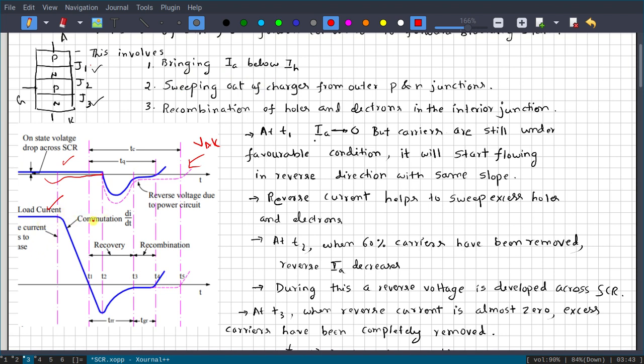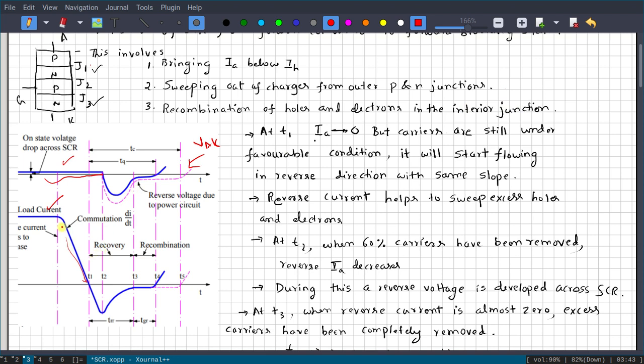We will totally reduce the anode current below IH. You can see there is a fall of this one. Okay, so when it is falling, it will still be conducting. The thing is, it should reach below IH. Another thing we have to do: sweeping out extra charge from the outer PN junction, then recombination of holes and electrons in the inner junction. When all three happen, then it is completely turned off.